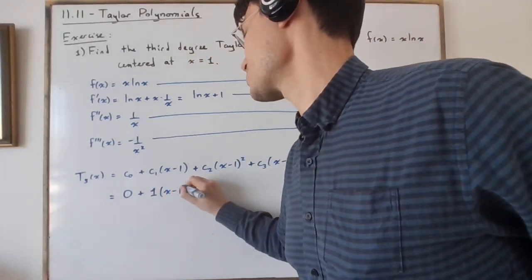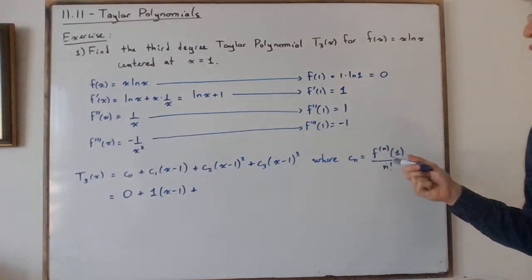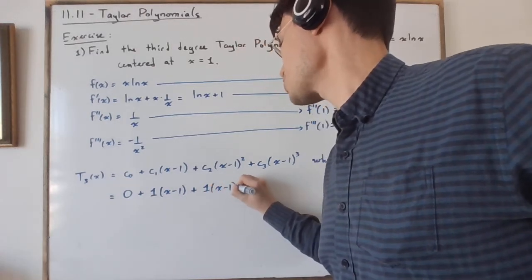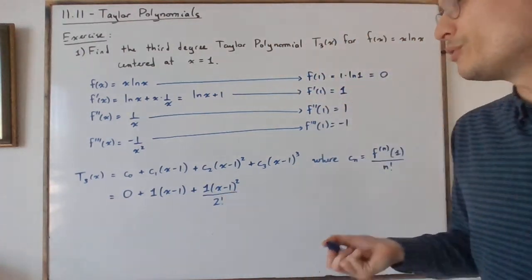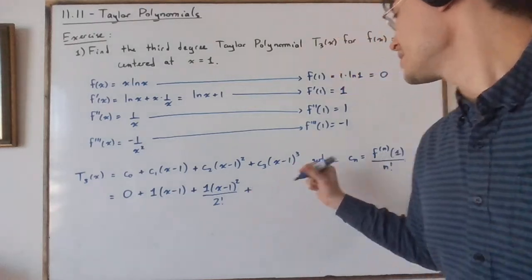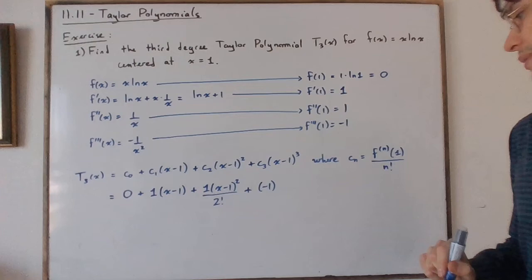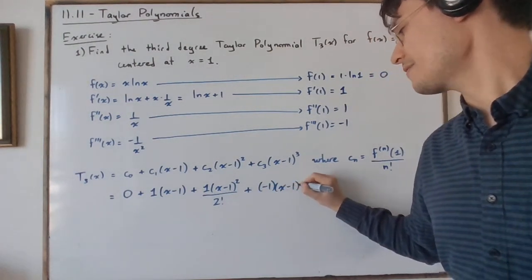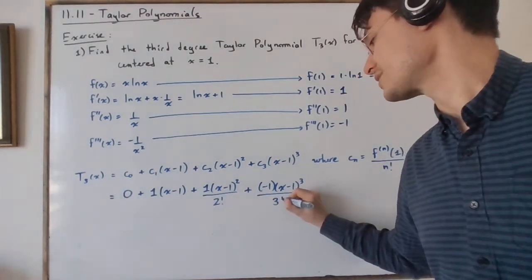times x minus 1. C2 is going to be 1 over 2 factorial, so 1 times x minus 1 squared over 2 factorial, and of course 2 factorial is just 2. And finally C3 is going to be negative 1, which is the f triple prime of 1, so x minus 1 to the power of 3, over 3 factorial.